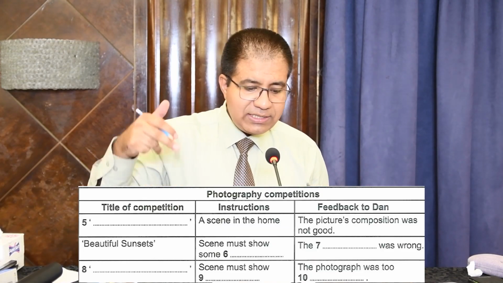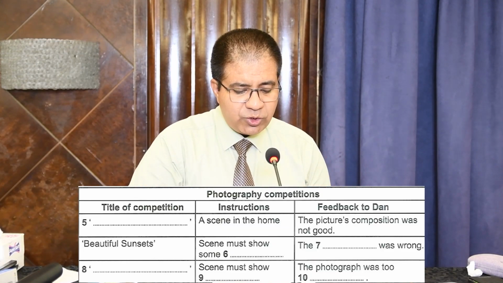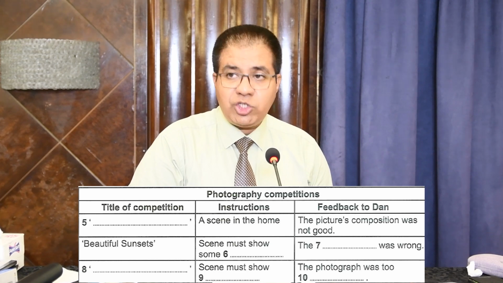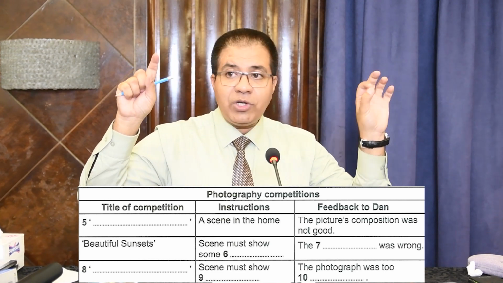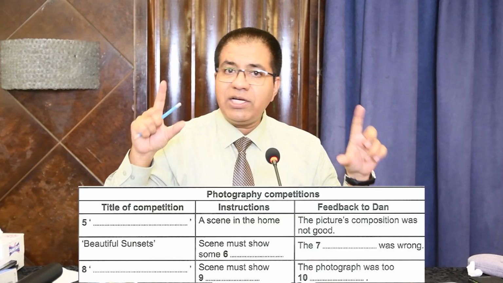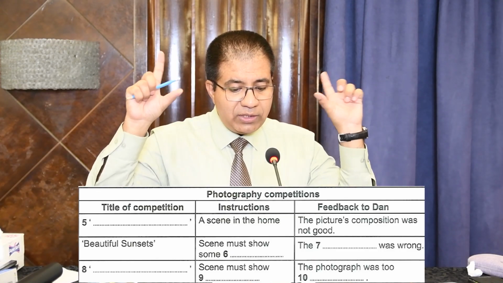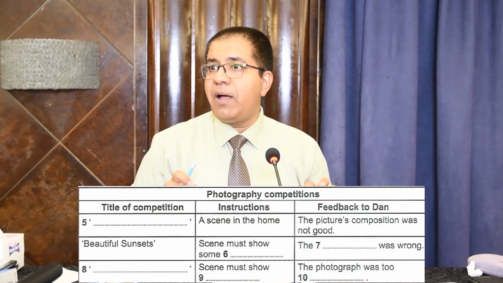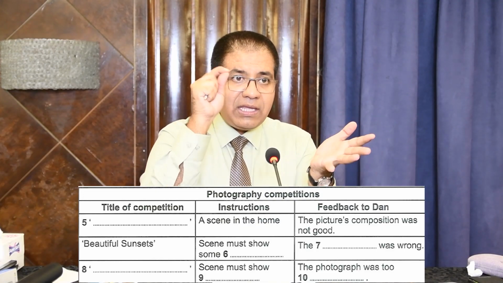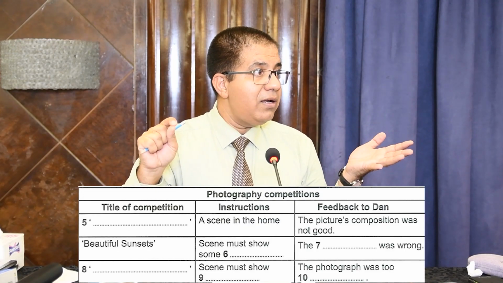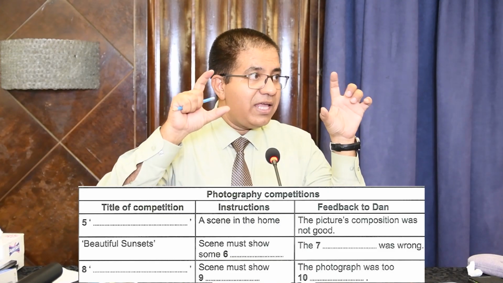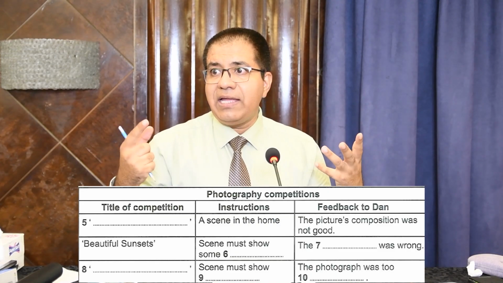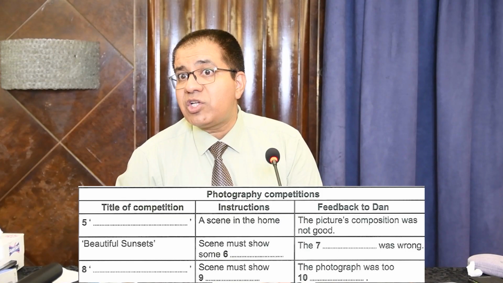Beautiful sunset is the second competition. Now, instructions. Scene must show some, means the picture you take. What's the theme? Beautiful sunset. It means it's going to be a picture of sunset. So the picture or scene must show some, means there must be something in the picture. For example, sun, because if it is beautiful sunset, so there must be sun in the photo or anything like that. So the answer is going to be a natural object.